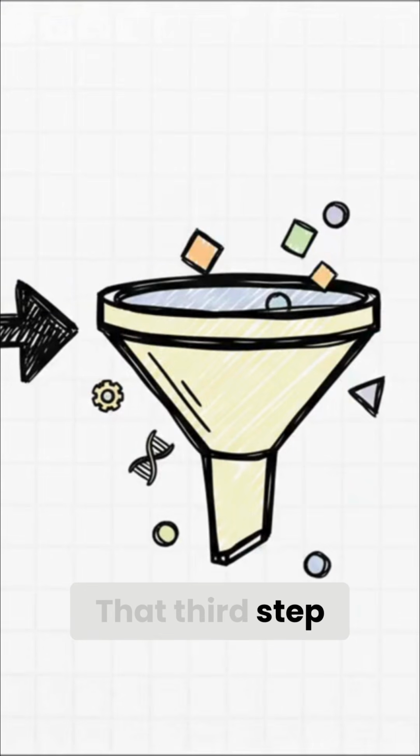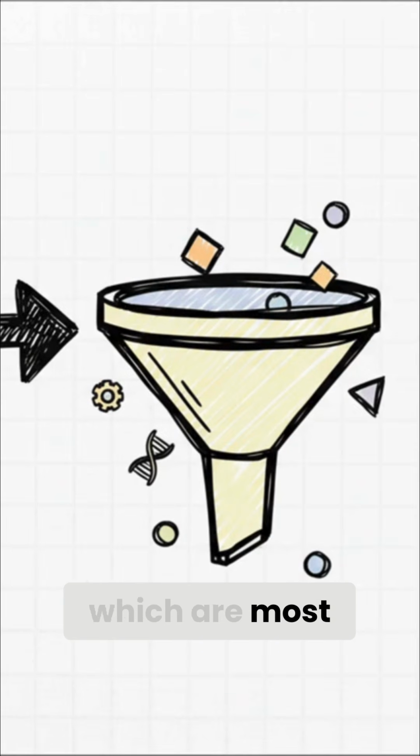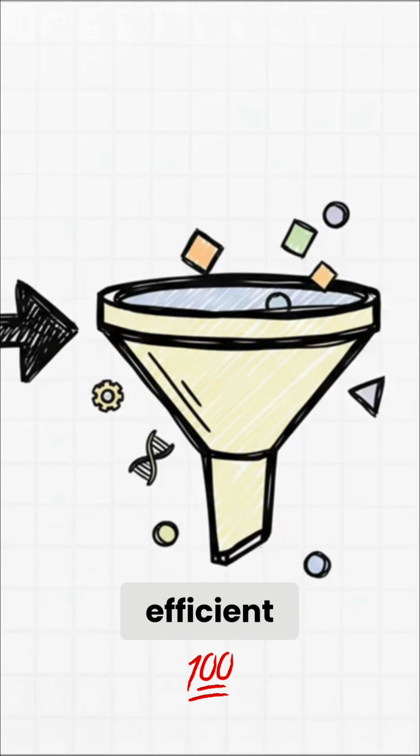That third step, feature selection, is absolutely essential. With hundreds of data points for each person, we need a way to filter out the noise. Feature selection helps us identify the data points which are most predictive, like visceral fat, for instance, and ignore the ones which aren't. This makes our models more accurate and more efficient.